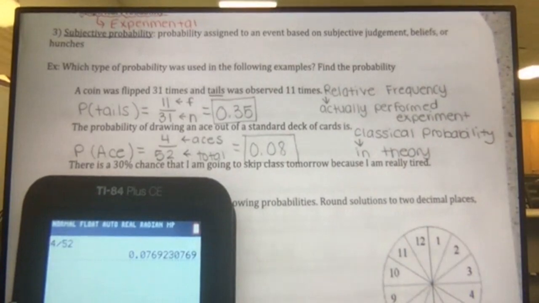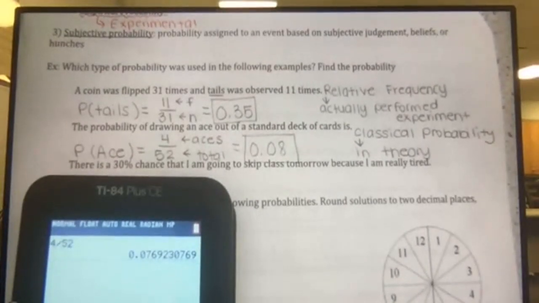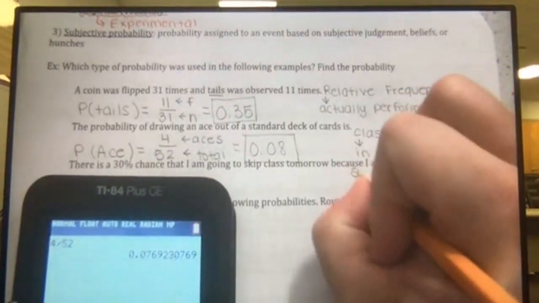So we talked about relative, we talked about classical. So the last one's probably going to be subjective, but let's look at it. So there's a 30% chance that I'm going to skip class tomorrow because I'm really tired. I'm really tired every day, but here we are. So this is like no math, right? I mean, they're just saying 30% chance, but that's just from a hunch, or that's just from what we think. So because of that, that's what's going to be called subjective.